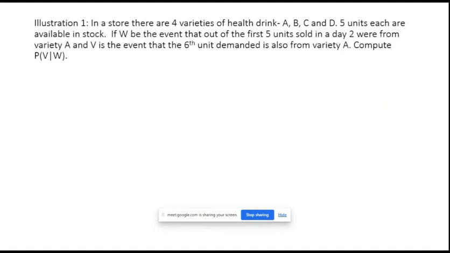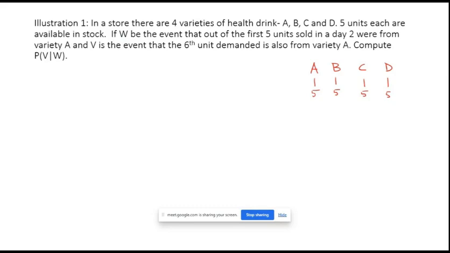Here what happens? A company has 4 varieties of health drink, A, B, C and D. 5 units of each are available in the stock. So I have one drink A, another drink B, another drink C, another drink D, soft drinks I have in my store. Each of them is available in 5 units. Now let us see what happens.